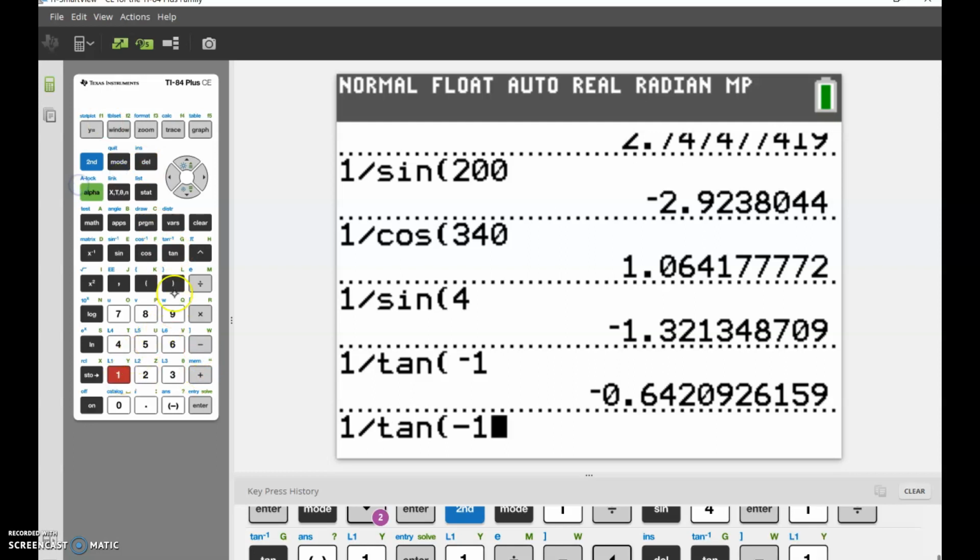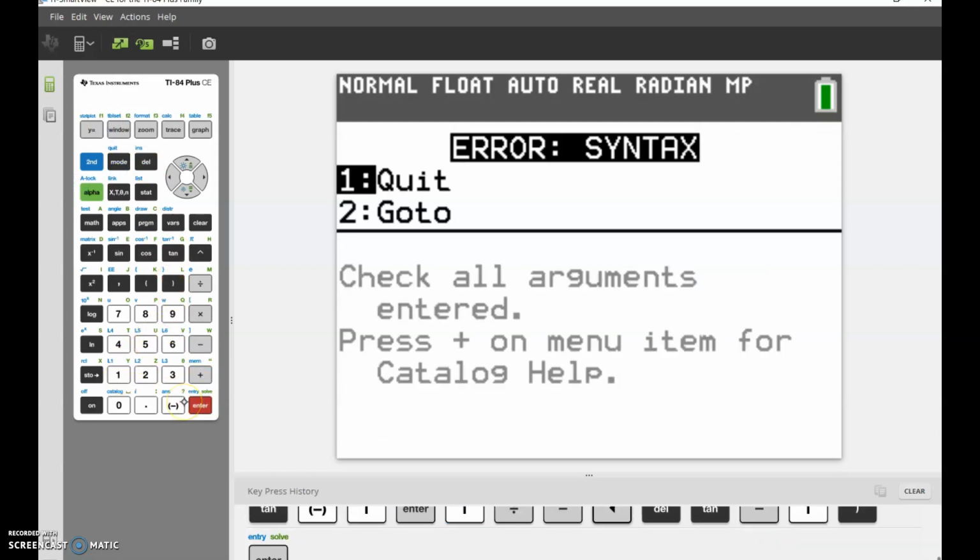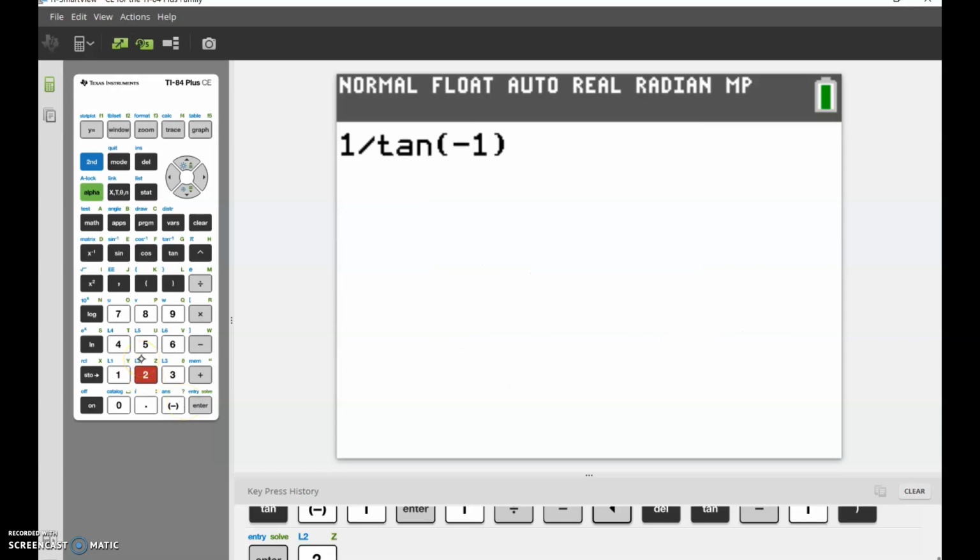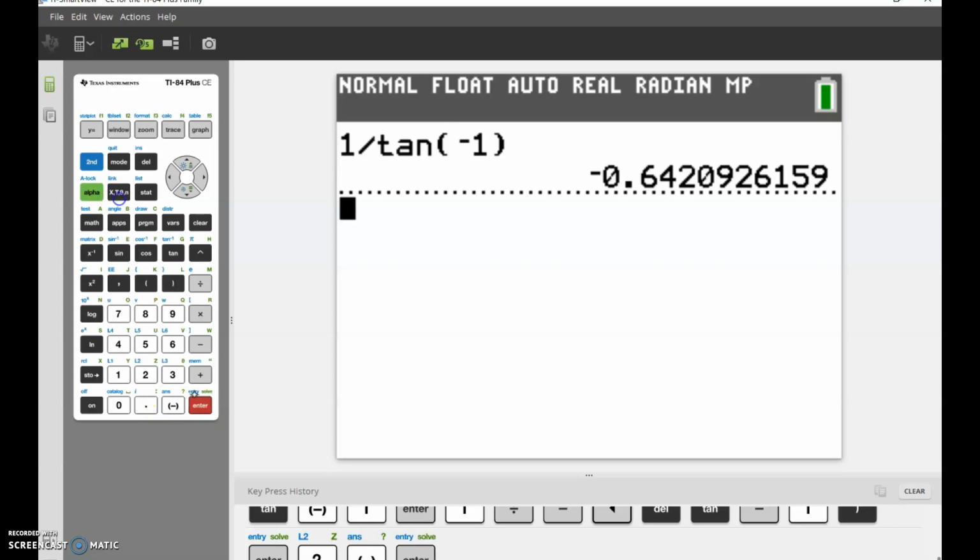and I put the minus sign for negative, error, syntax error. All right, if I hit go to, notice how it's blinking on top of the minus sign. When I change that to a negative, now I'm able to get my answer.